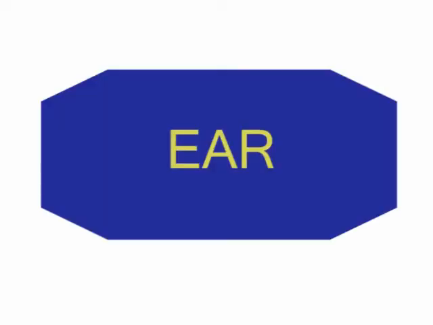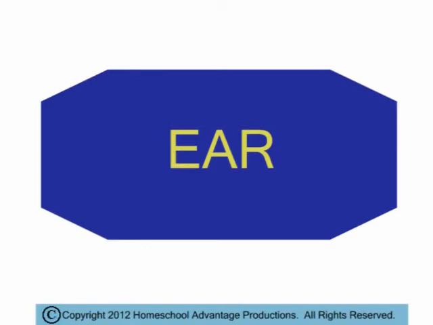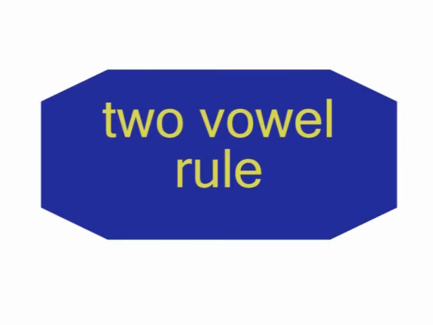Now let's look at some words that use the letters E-A-R to make the sound air. B-E-A-R, bear. W-E-A-R, wear. T-E-A-R, tear. The letters E-A-R do not always make the sound air, so you must remember these words: bear, wear, tear.